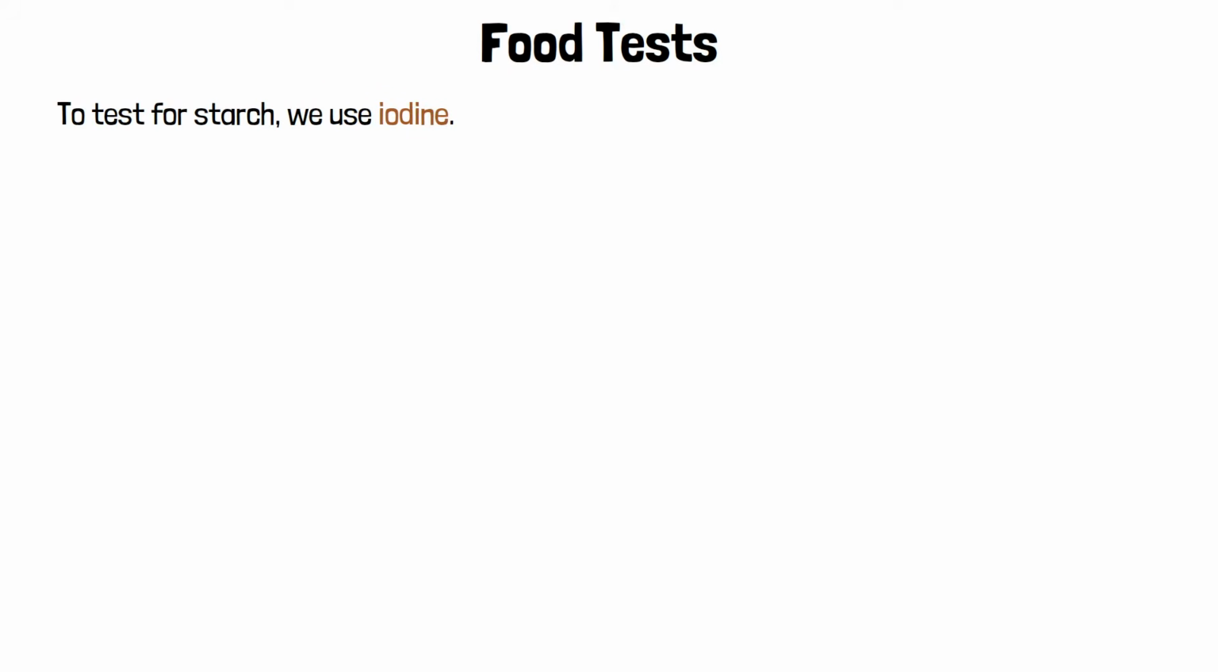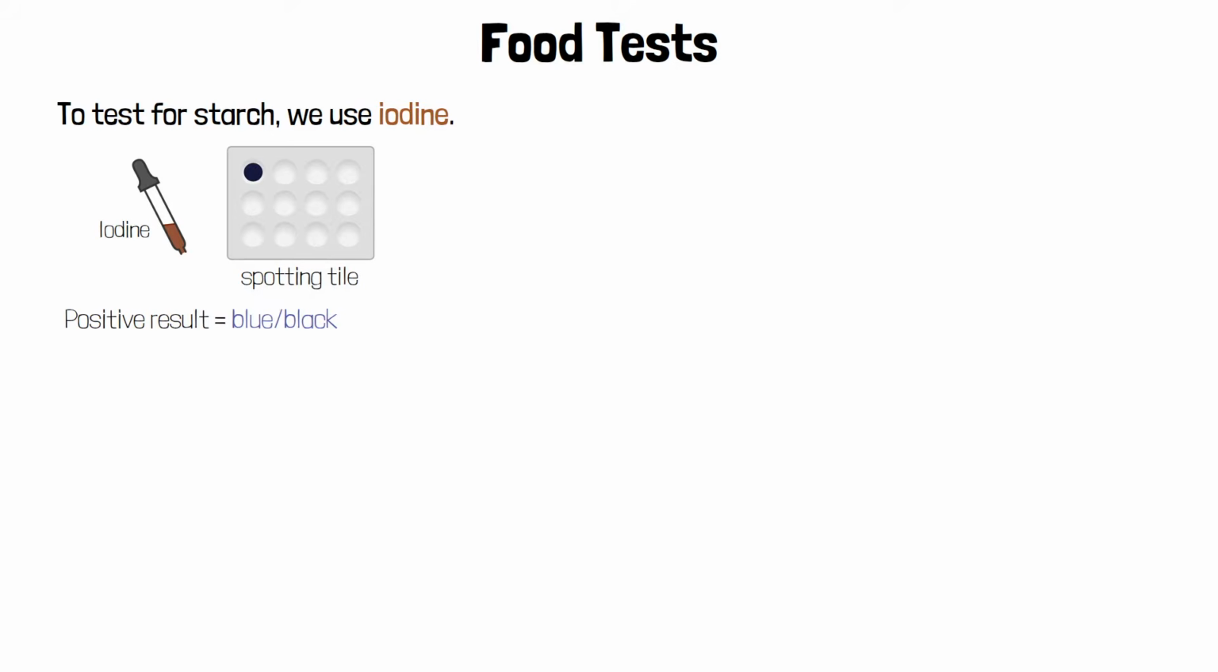To test for starch, we use a brown liquid called iodine. We add a few drops to the food sample in a spotting tile, and if starch is present, iodine will turn blue or black. If there's no starch in the sample, the iodine will remain brown.